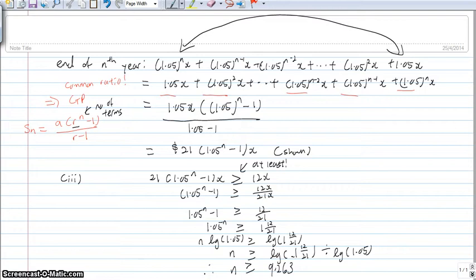So they say after how many complete years? That means you need a whole number. So you know you need at least 10 years in order for this to happen, to have at least 12x. So therefore, my answer is at least 10 complete years.